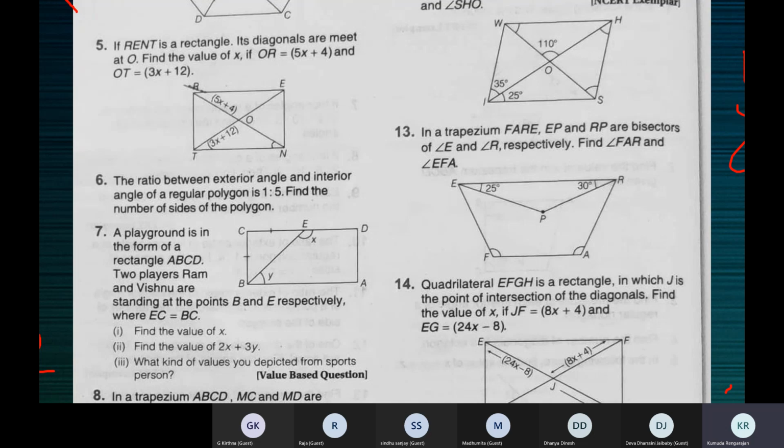Yes, was it easy to find the values of x and y? Ma'am, I think x is 135, ma'am. X is 135. Yes, ma'am. And what about y? Okay.